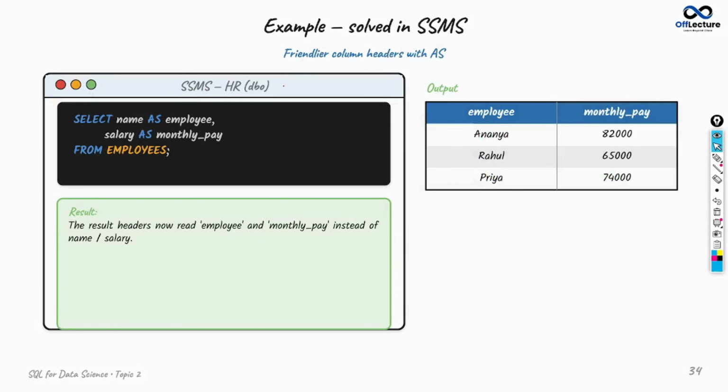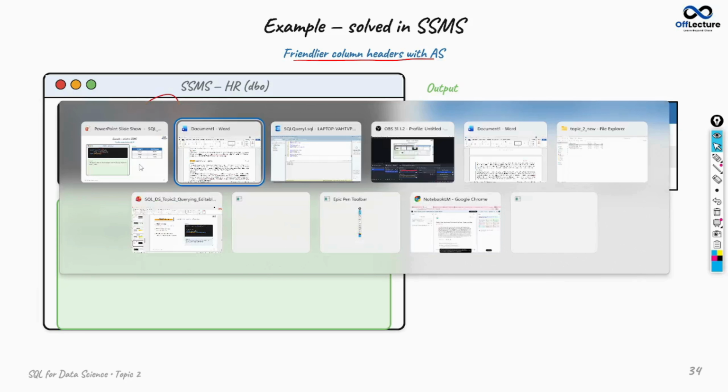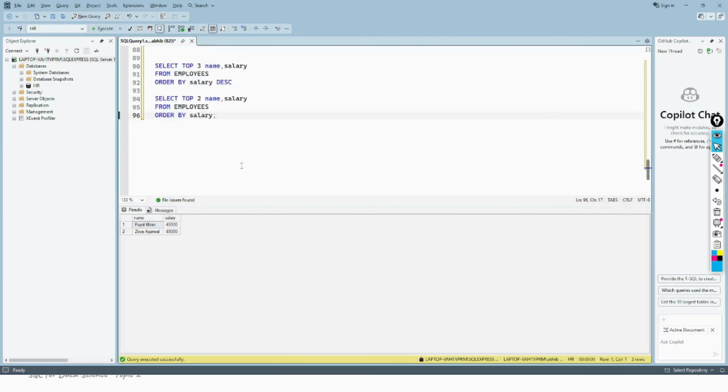So what we want to do is friendlier column headers with the help of AS. So we'll try to write the aliases by ourselves. What we will do is we will write select name as employee. So what we are changing is the column name to employee, and salary as monthly pay from employees. Okay, so let's try this and see how it will work.